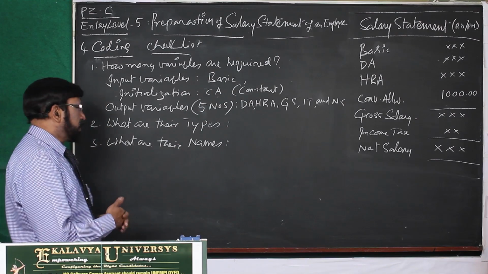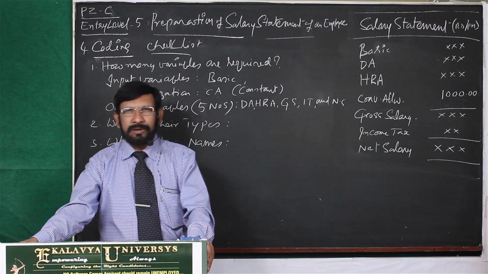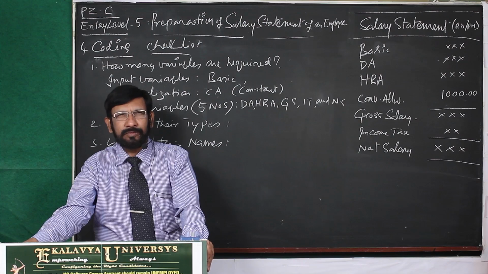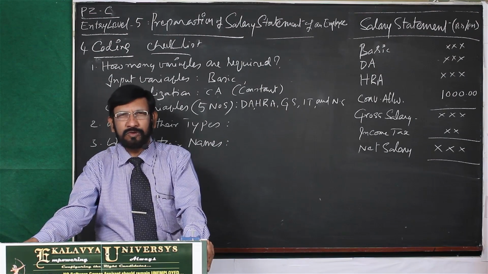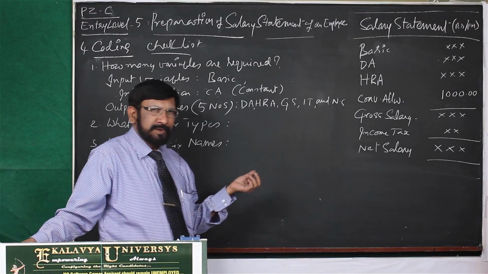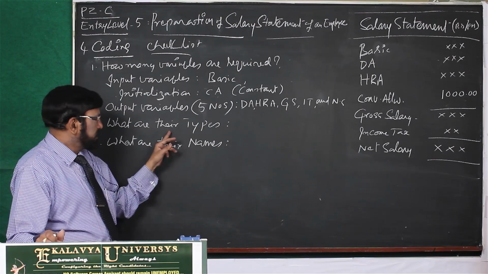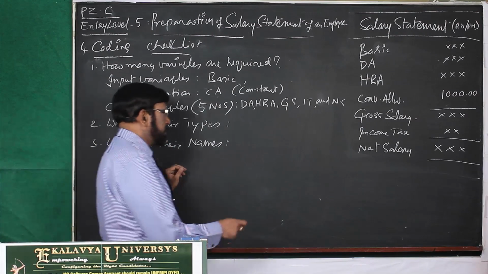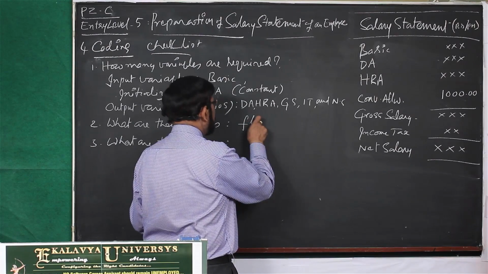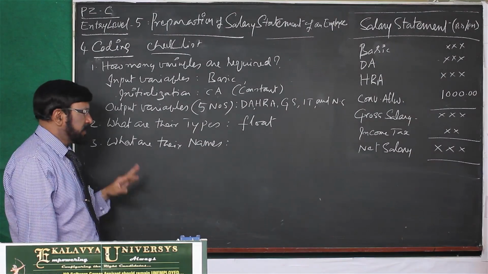Thereafter, what are the types? Actually, for rupees and for amounts and all that, it is a prudent way to declare them as floats. It is not good to declare them as integers, because paise may be there. That's why we have to declare all these as float, since these are rupees. So the appropriate data type is float. Thereafter, what are their names?